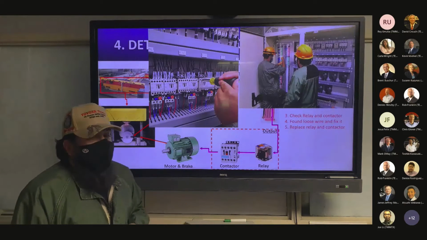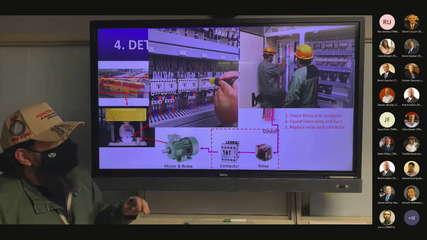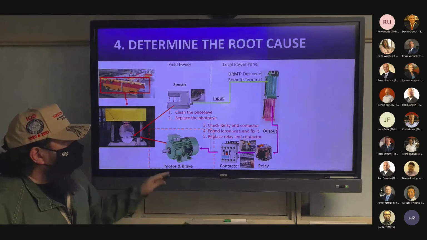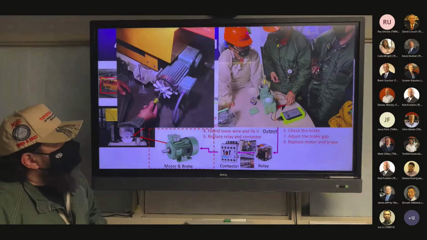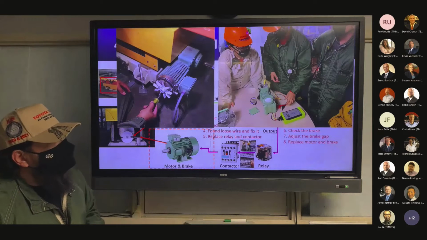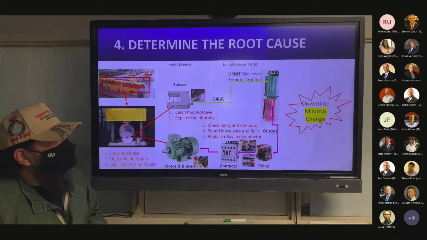We checked both of those components. We found some loose wires and fixed all that up. We replaced both of those components, still minimal change in downtime. That led us to the motor and the brake. We checked the brake and adjusted the brake gap. We actually replaced both of those components, but still minimal change in downtime.